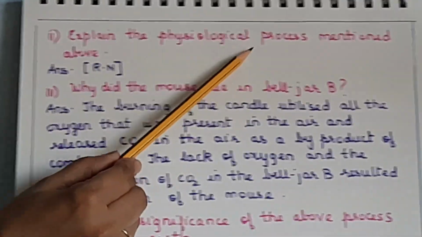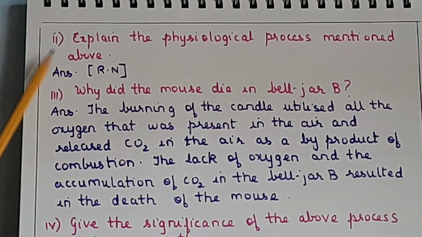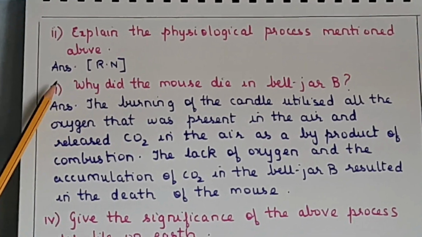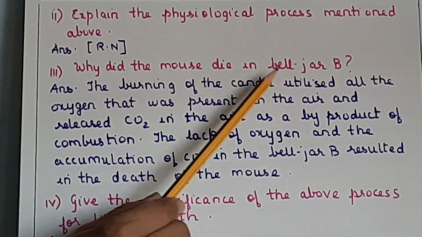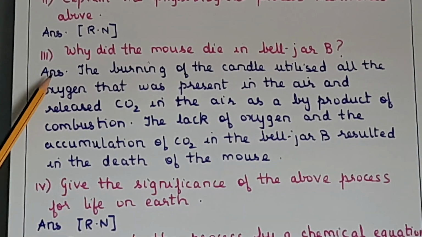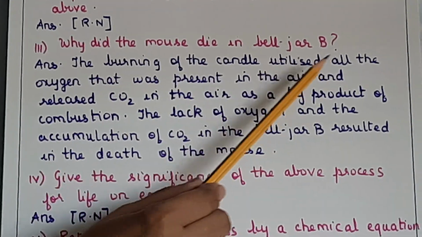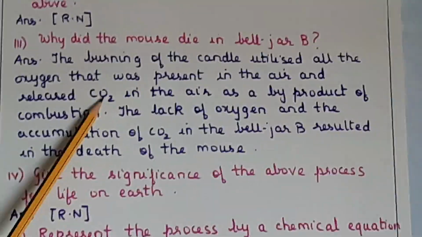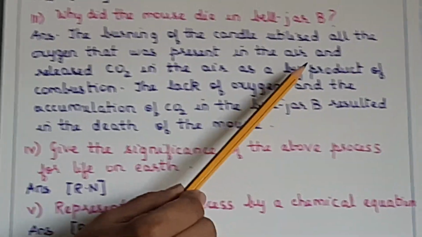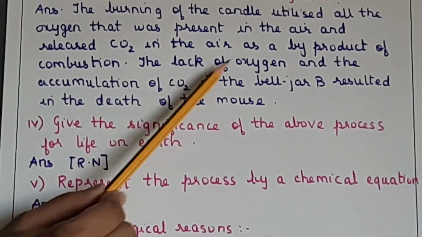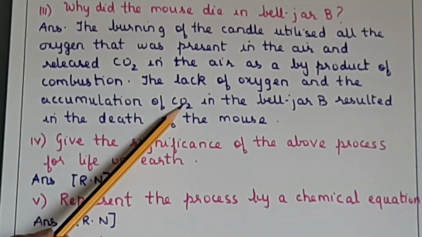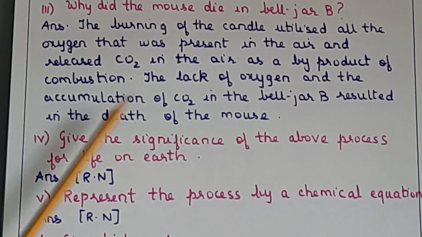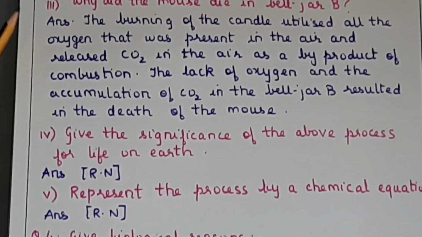Explain the physiological process mentioned above. So you have to explain it, so you can write refer. Then third is, why did the mouse die in bell jar B? So you have to mention that the burning of the candle utilized all the oxygen that was present in the air and released carbon dioxide in the air as a byproduct of combustion. So the lack of oxygen and the accumulation of CO2 in the bell jar B resulted in the death of the mouse. Okay, this is important.